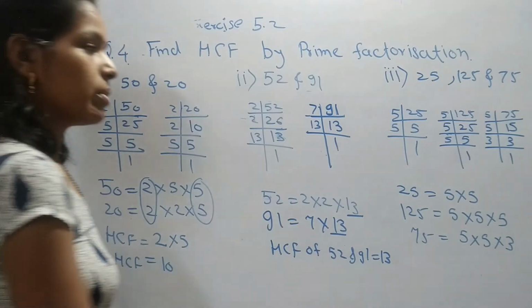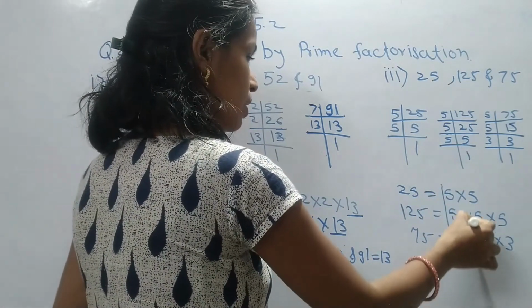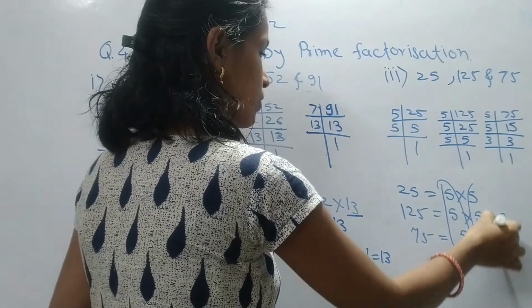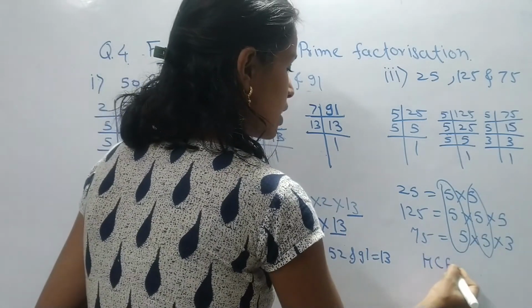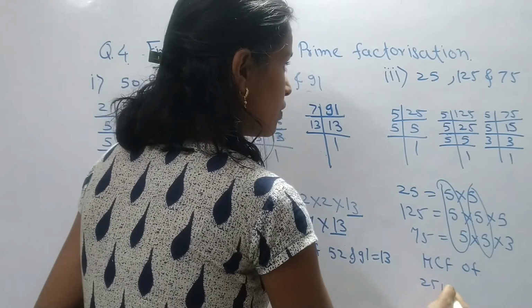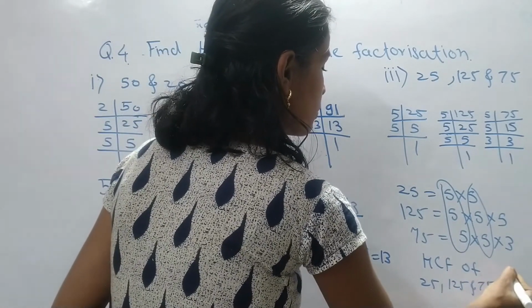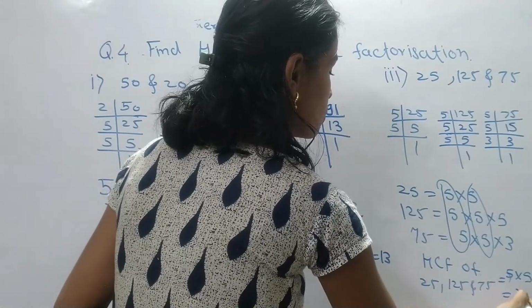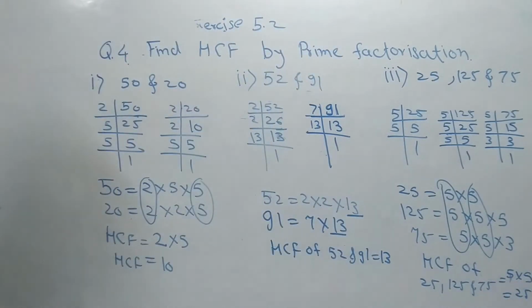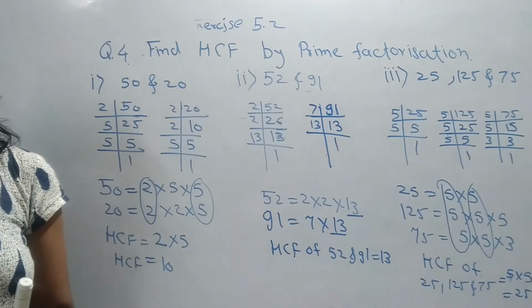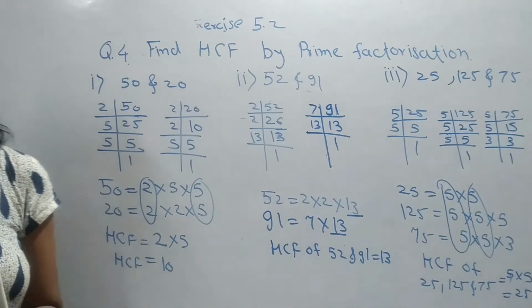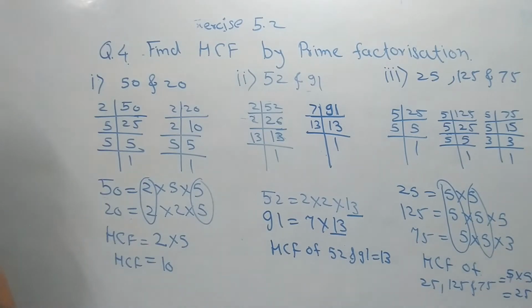Now see the common numbers between these. This is a common one. This is another common one. So therefore the HCF of 25, 125 and 75 is equal to 5 multiplied by 5, that is equal to 25. So 25 is the HCF of 25, 125 and 75. Hope you have understood this method of finding the HCF. In the next question, we will see the long division method of finding the HCF.